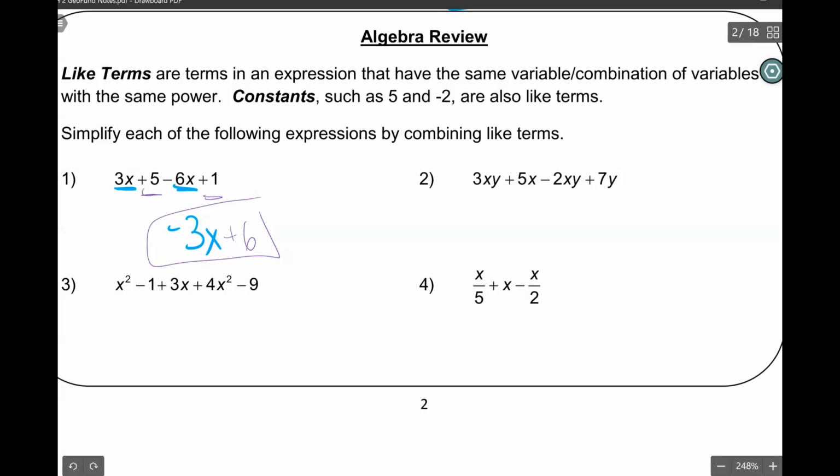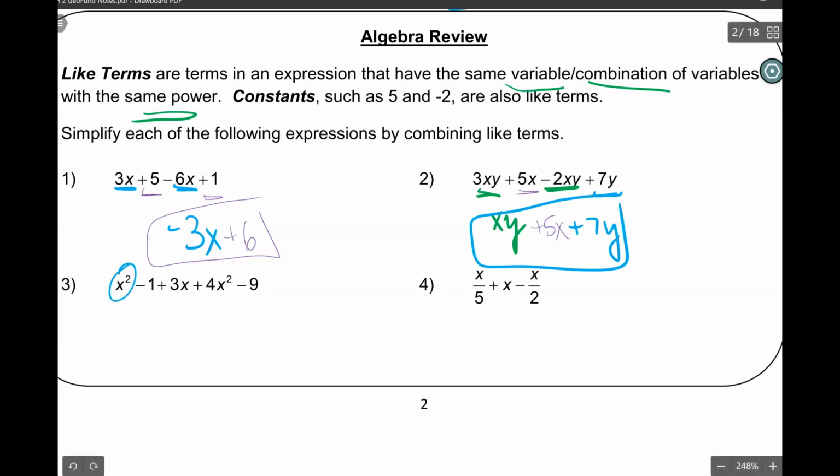Now over here, xy, negative 2xy. So I have the same variable or the same combination of variables with the same power. Those are like terms. 3xy minus 2xy is just going to be 1xy. I don't have to write the 1, right? If we don't write a coefficient, it's assumed to be 1. And then this is the only x I have, and this is the only plain y I have.